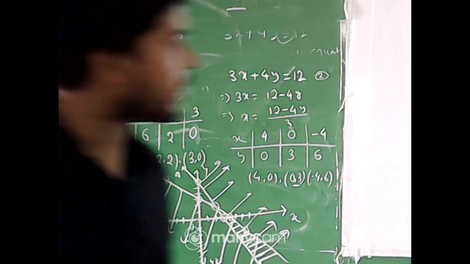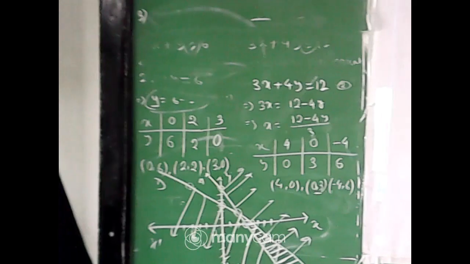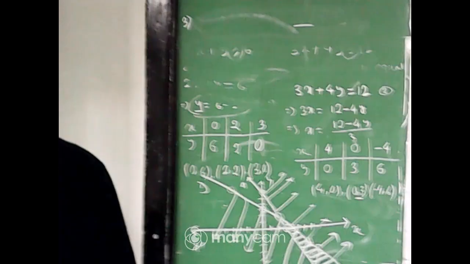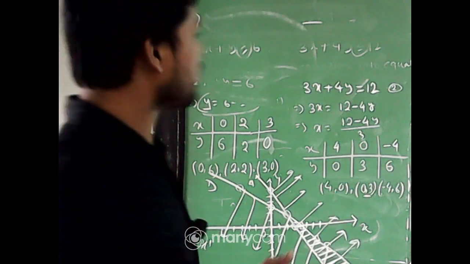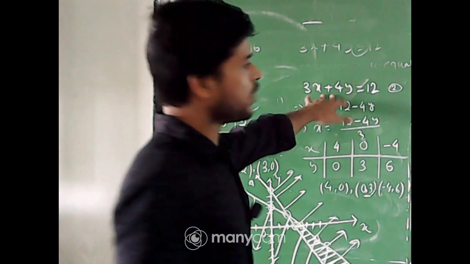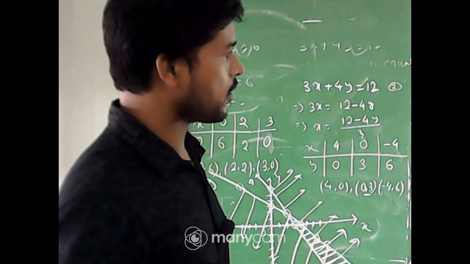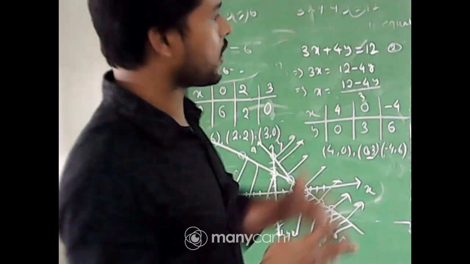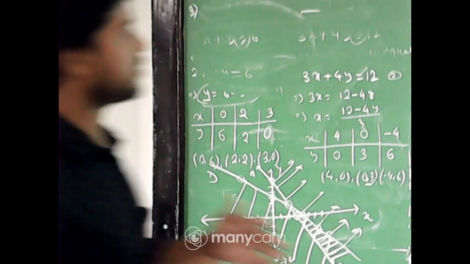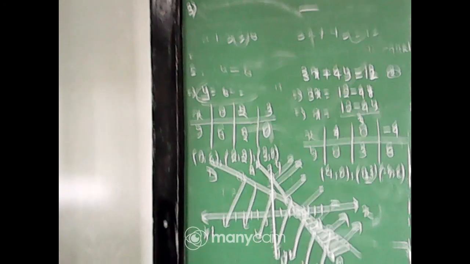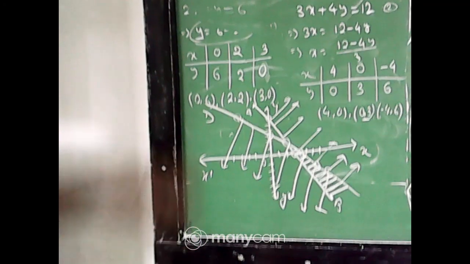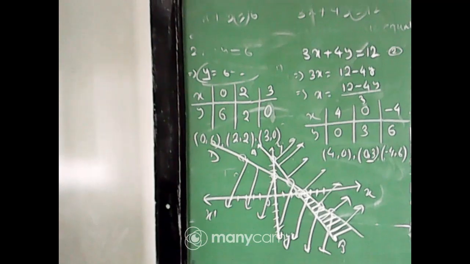Sir, we can find the coordinates, but actually we have not completed straight lines also. Otherwise, we can put the equations into intercept form, and then we can directly draw the line. But as we have not done that chapter, that's why I am solving it like this.